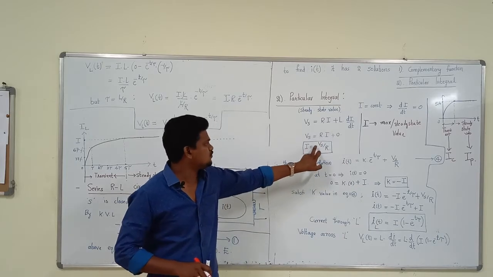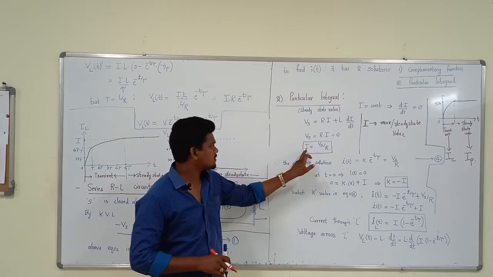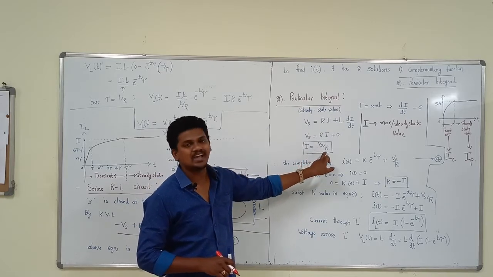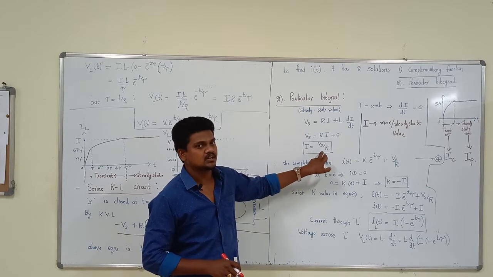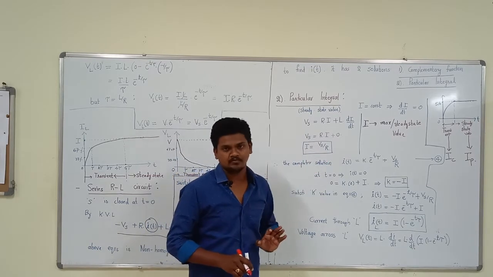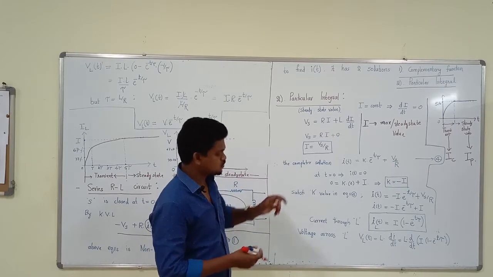From that, I equals Vs by R. All inductive terms become 0. Finally we remain with I equals Vs by R. When it reaches this value, I equals Vs by R. Right? This is the solution. So finally, we will get two solutions.